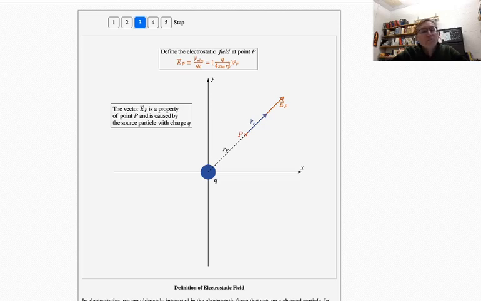Okay? So you are to think of that vector E at P as a property of the space at point P, and that it is caused by the source particle with charge Q. So the formula for E depends on Q, but not on the test charge amount, Q naught. The test charge was just used to detect the electric field. And the detector can't influence the thing being measured. And it was E that was being measured.